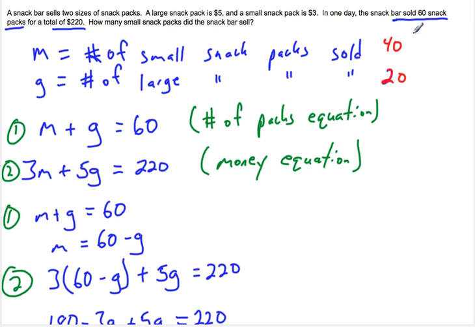Now we can check it pretty easily. If I sell 40 small and 20 large, that's 60 total. If I get $3 for each small one, that's 120 right here. And $5 for each big one, that's 100 right here. So 120 plus 100 is 220. So that is correct. This is the answer. The actual question is, how many small snack packs does the snack bar sell? The answer is 40 small, right? So here it is right there.